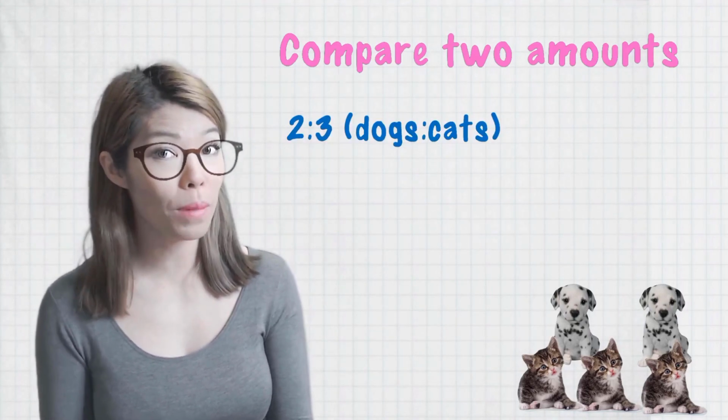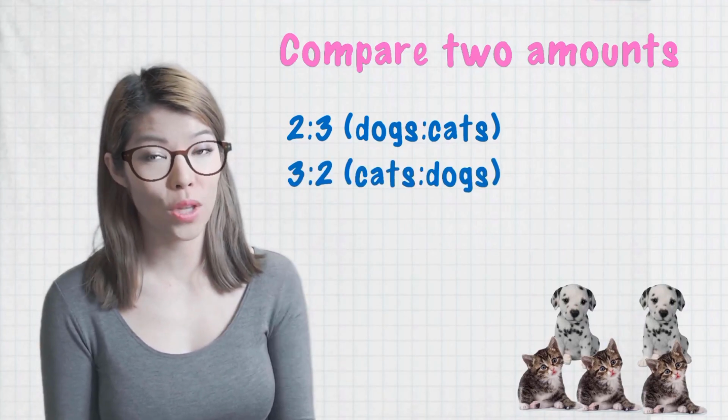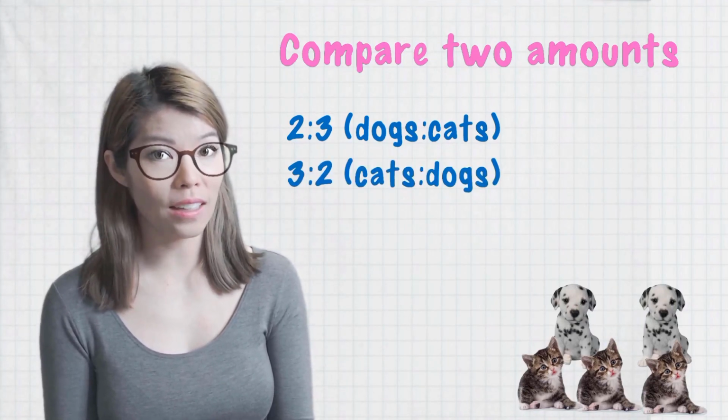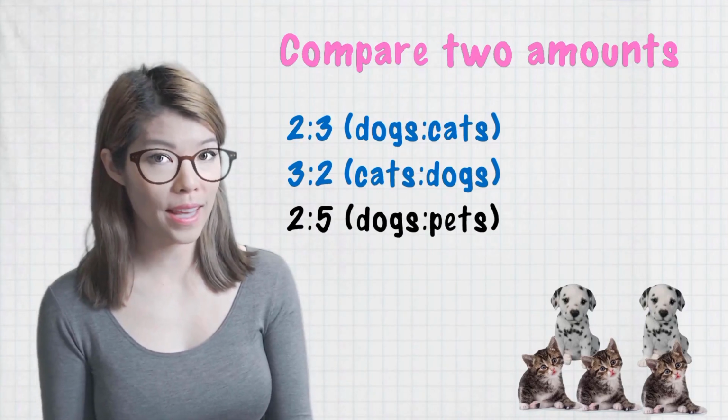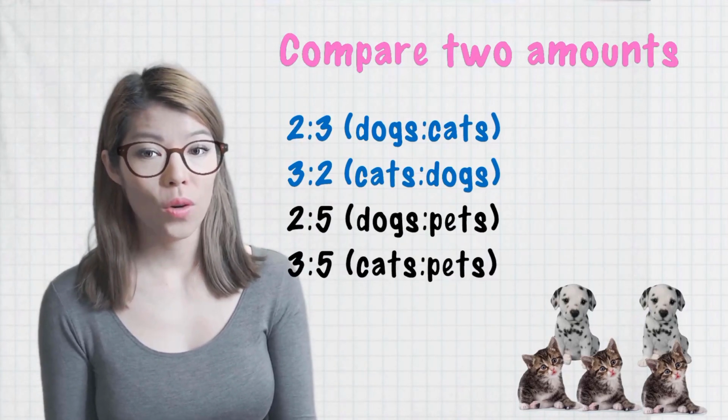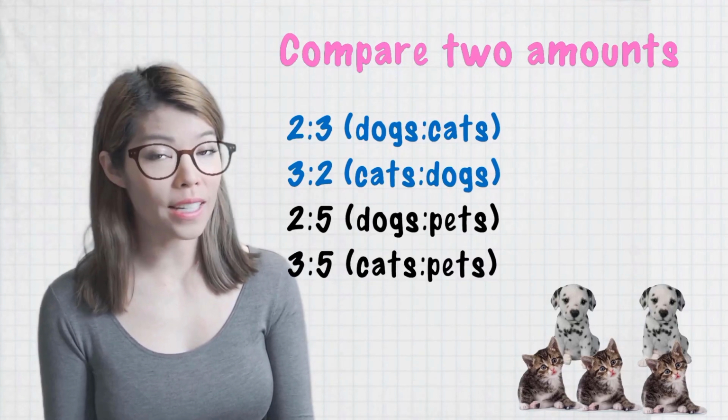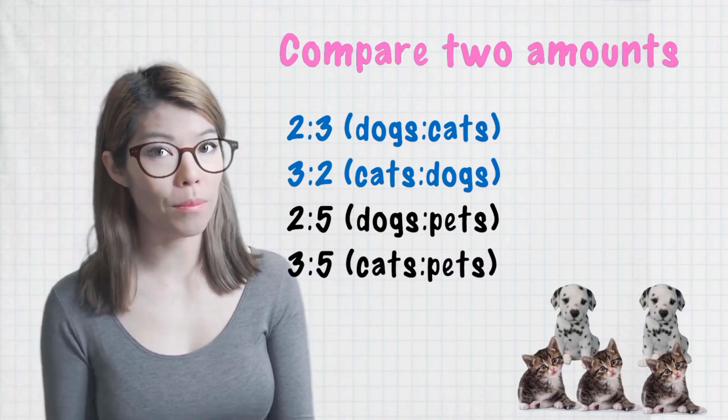But we could also compare it the other way around, such as 3 to 2, as in 3 cats, 2 dogs. Or we could say there are 2 dogs to all the pets there, as in 2 to 5. Or we can say 3 to 5, as in 3 cats to the total number of pets there.